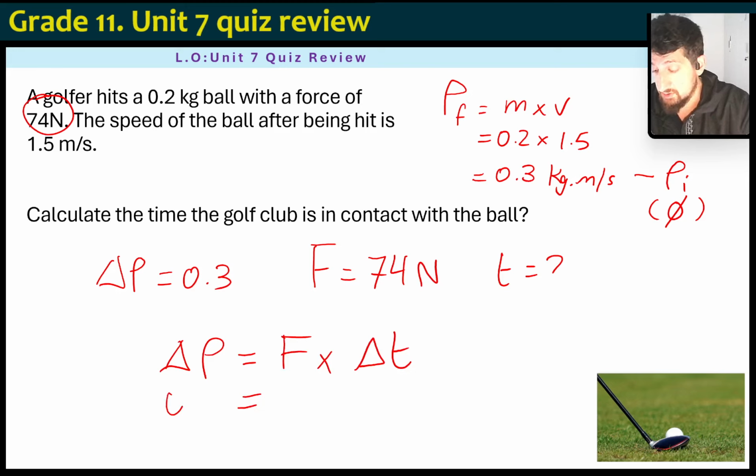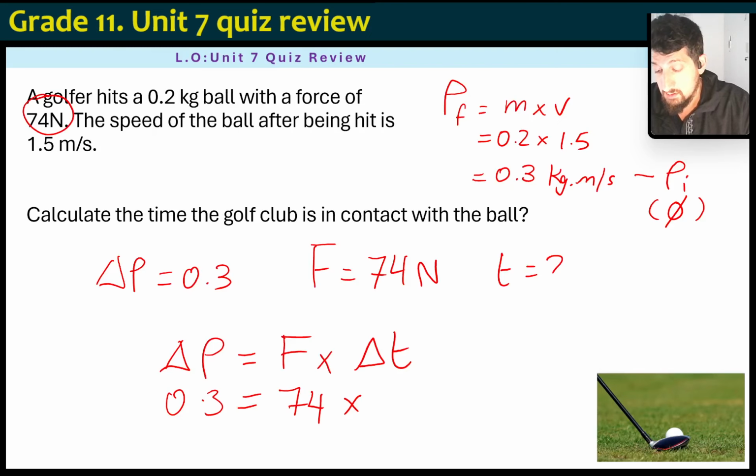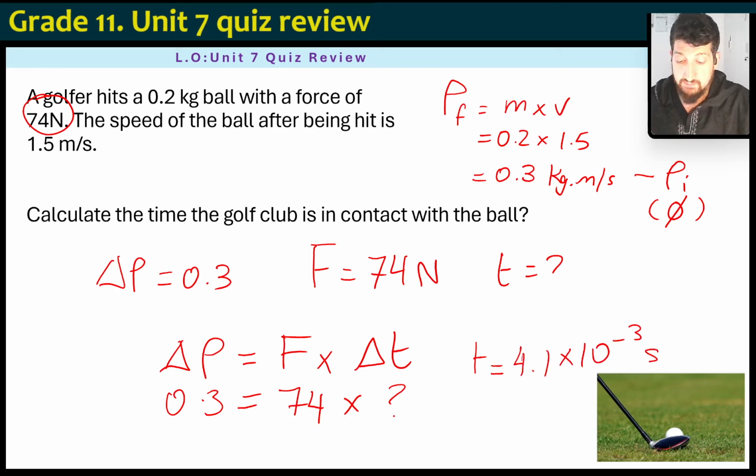So it's going to be 0.3 is equal to 74 multiplied by the time. And so the time is going to be equal to 0.3 divided by 74. And that is 4.1 times 10 to the power of negative 3 seconds, or 0.004 seconds, which is a very short time. Now, that's expected. Of course, the club is going to be in contact with the ball for a very short time. Okay? But what is that going to do to the force?